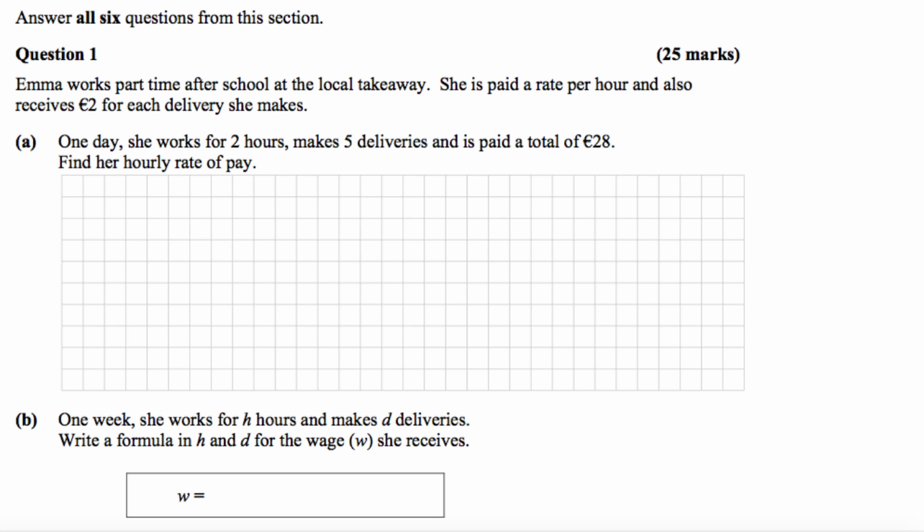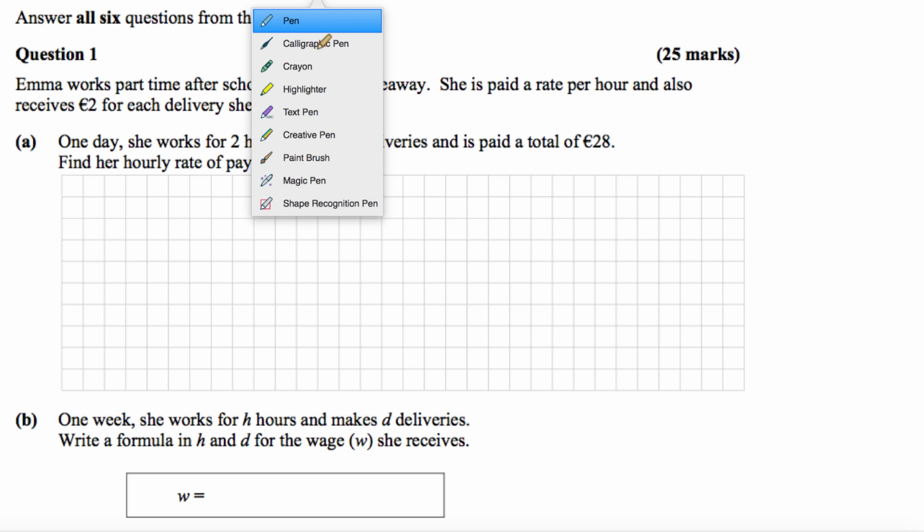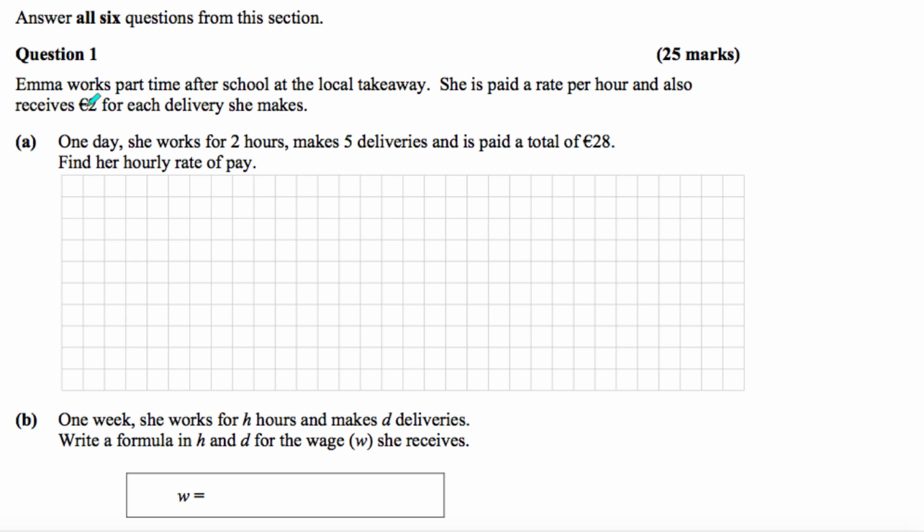So this is the 2016 Leaving Cert Ordinary Level Paper 1, and we're looking at question number 1. Emma works part-time after school at the local takeaway. She's paid a rate per hour and also receives €2 for each delivery she makes. One day she works for 2 hours, makes 5 deliveries and is paid a total of €28. Find her hourly rate of pay.